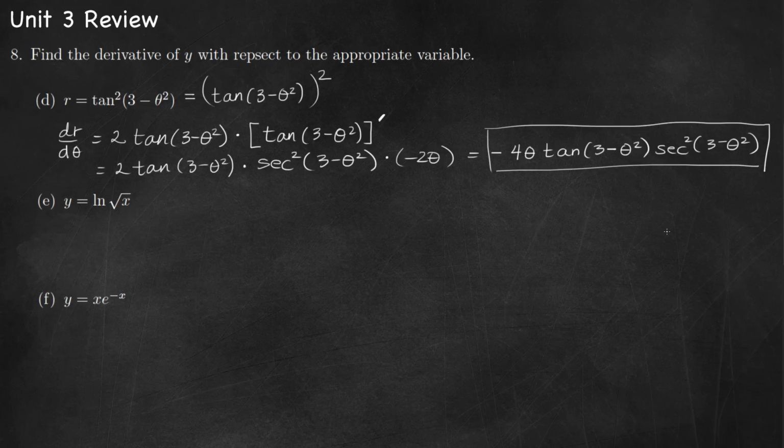All right, part E, y equals the natural log of the square root of x. So our natural log rule, the derivative of the natural log of x is 1 over x. Natural log of stuff would be 1 over stuff times the derivative of the stuff. Our variables here are y and x. This derivative is going to be dy dx. So I have natural log of stuff. The derivative of natural log of stuff is 1 over the stuff times the derivative of the stuff. The derivative of square root of x is 1 over 2 root x. When I simplify this, I get 1 over 2x.